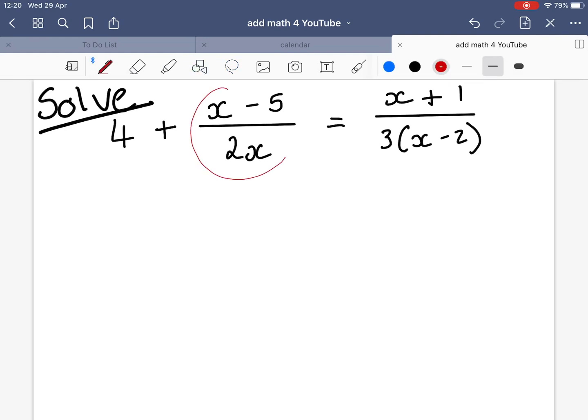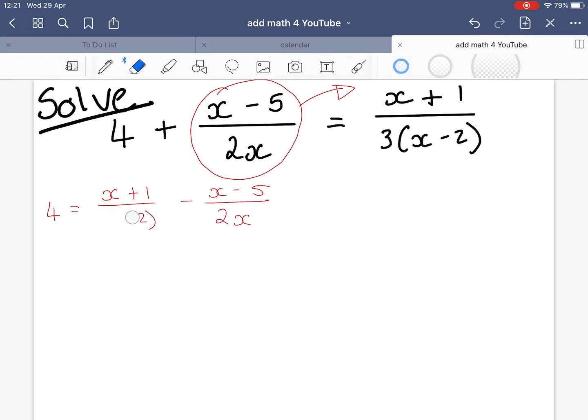So all I'm going to do is take this whole fraction and take it to the other side. I want to subtract that whole fraction from both sides. So I'll have 4 equals, the first fraction stays the same, x plus 1 over 3. I could expand that now, but I'm just going to leave it. Minus x minus 5 over 2x. Actually, I am going to just expand this. So I'm going to do 3 times x and 3 times minus 2 to get 3x minus 6. So I just expanded that here.